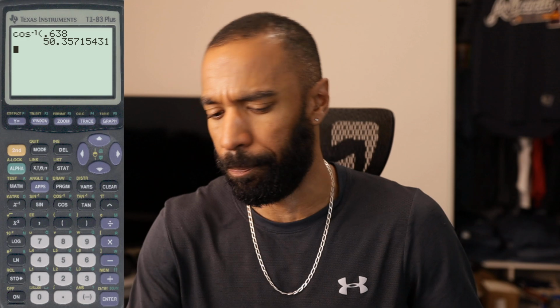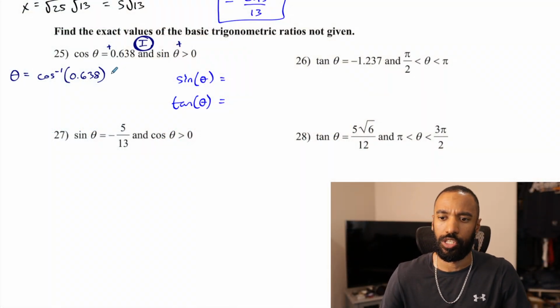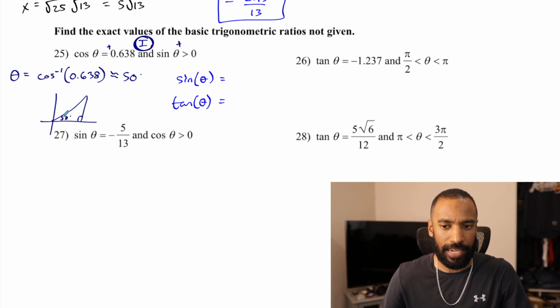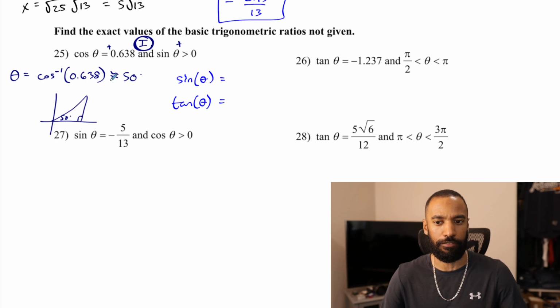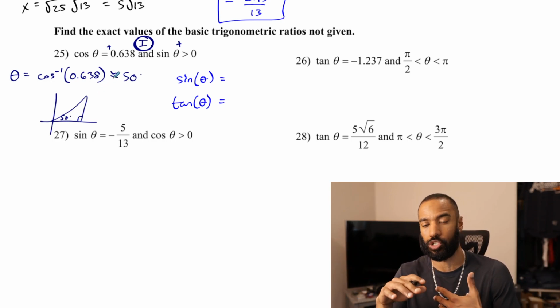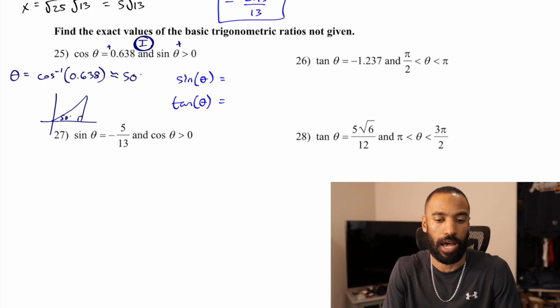So the inverse cosine of 0.638 is 50.357 degrees. I'll just say around 50 degrees, so whatever. It's around 50 degrees. The point being, what you're going to be doing is you're going to be taking the sine of 50 and the tangent of 50 in the first quadrant. So your answer should be positive. We know our answer should be positive, and not exactly 50. I'm going to take sine and tangent of this value that I just saw here.